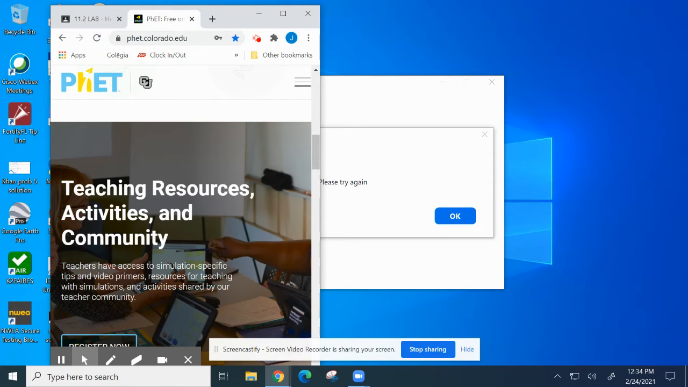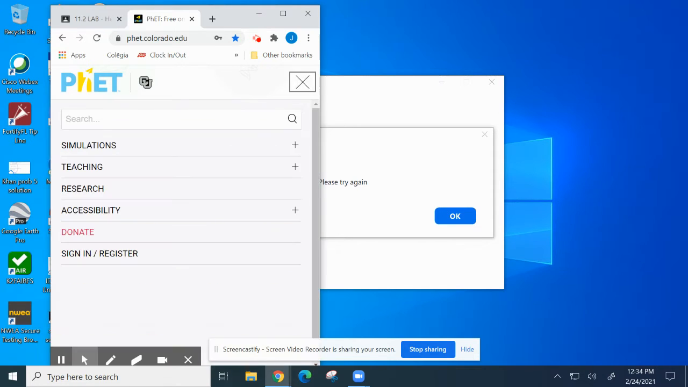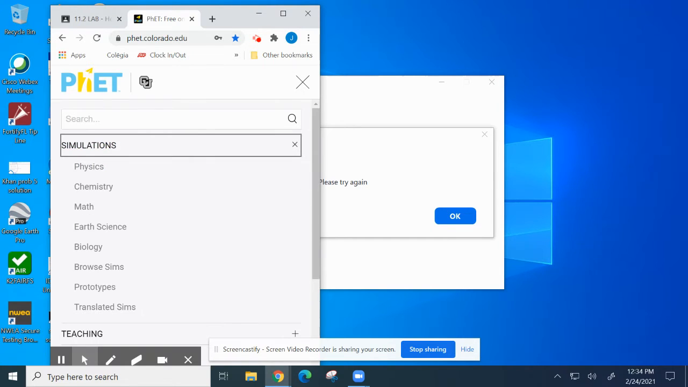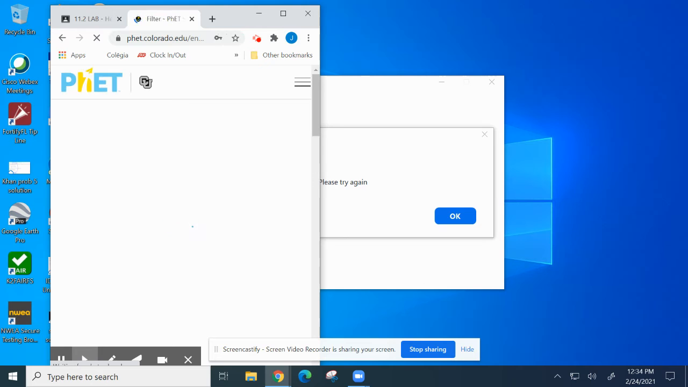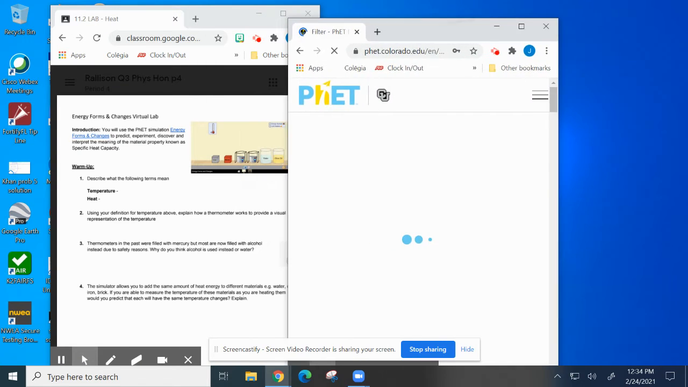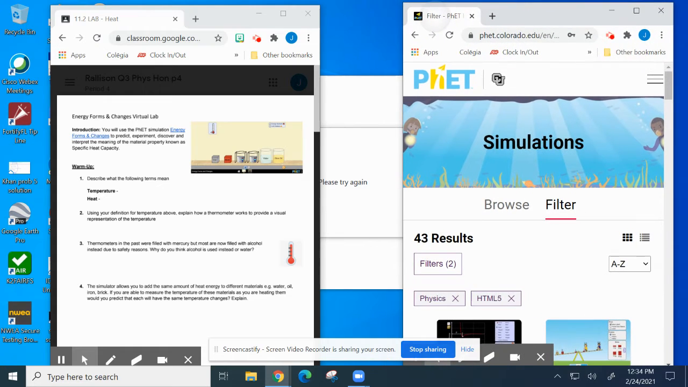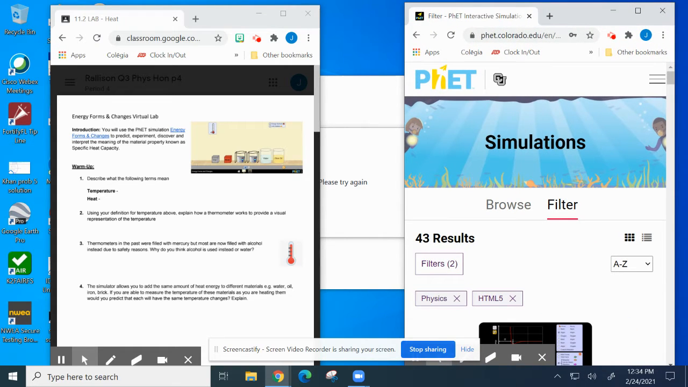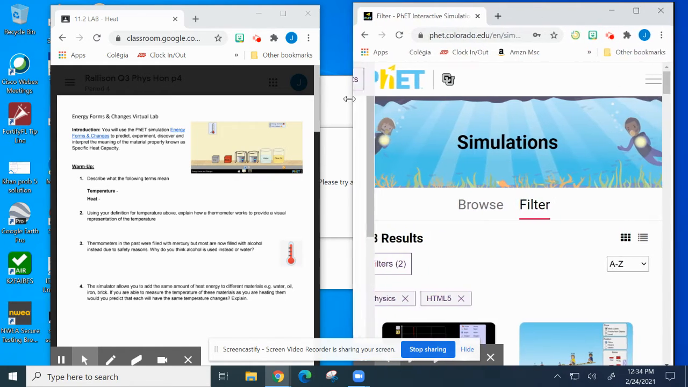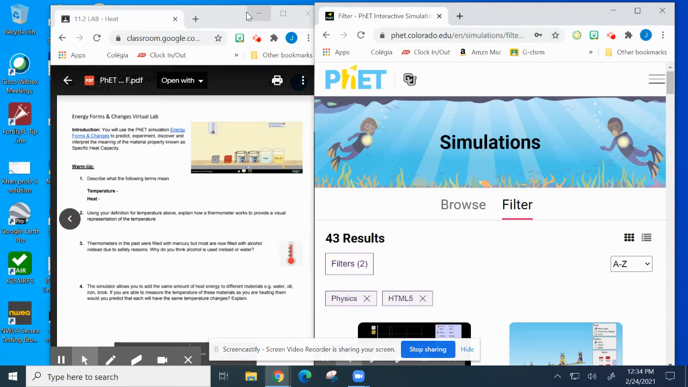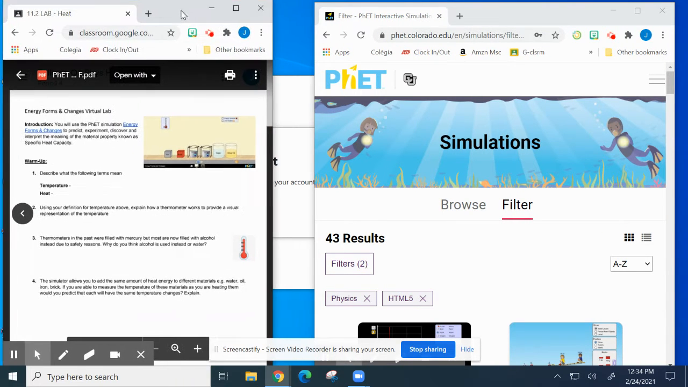If the window was wider, you would see a menu on the top. But as it is, we have a drop-down menu. So you're going to click Simulations, and then you're going to go to Physics. And I'm going to move this over here. That's probably just lag because of the video recording software. All right, so we got this set up now.